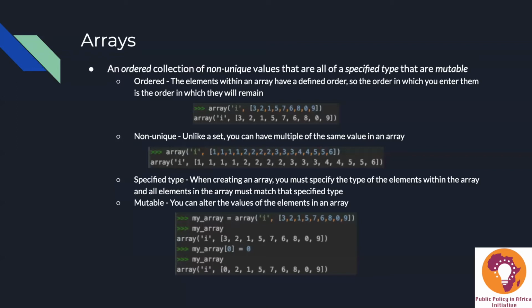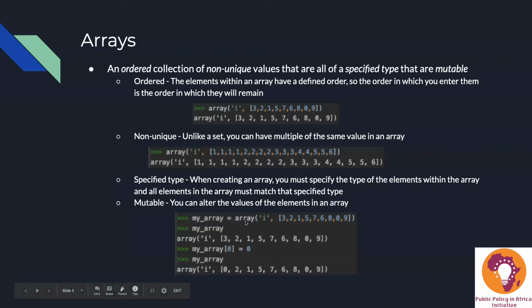So again, a distinction from a set. In a set, everything was immutable. You can't change the value of an element in a set, but you can change the elements that are within a set. However, in an array, you can change the value of the element that's already in that array. And you can also remove and replace values in that array. You can do both here.